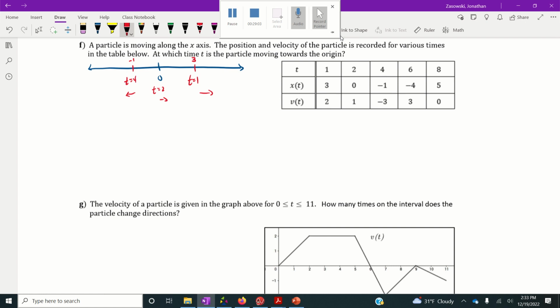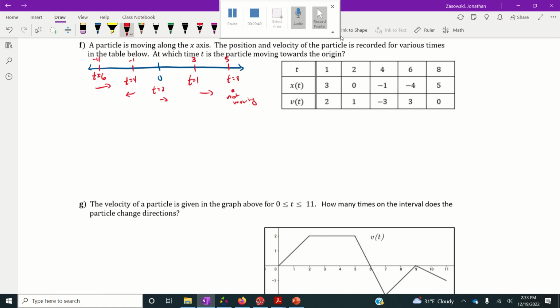And at t equals 6, we're at negative 4, and our velocity is positive, so we're moving to the right. So notice we're left of the origin, but moving to the right, that's toward the origin. Awesome. And then at t equals 8, we're located at 5 over here. But our velocity is equal to 0, so we're just standing still. It's not moving left or right at all. Okay? So the only time where we are left or right of the origin and moving towards the origin is at 6.